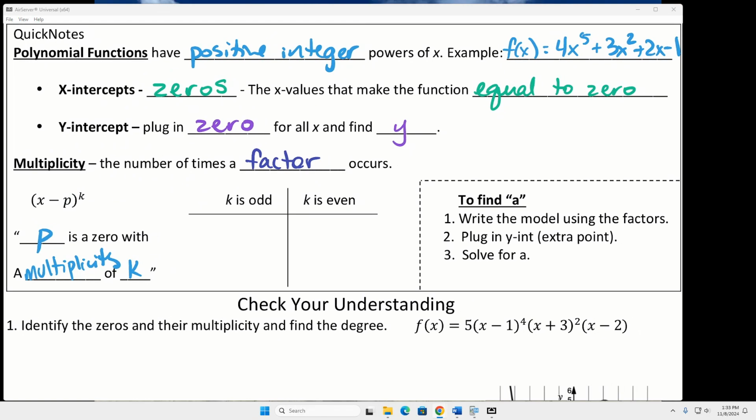Right. And then if k is odd, then the graph passes through at that 0. It'll go through at that 0. And then if k is even, the graph bounces at that 0.